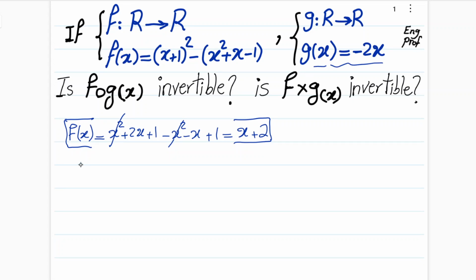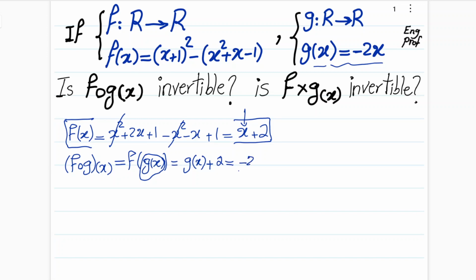With that in mind, we can form f of g of x, which is simply the composition of functions, or basically the cascade function. I am going to substitute g of x as the argument of f. The argument of f is this, so it becomes g of x plus 2. But g of x is negative 2x, so I'm going to get negative 2x plus 2. That's it. This is f of g of x.